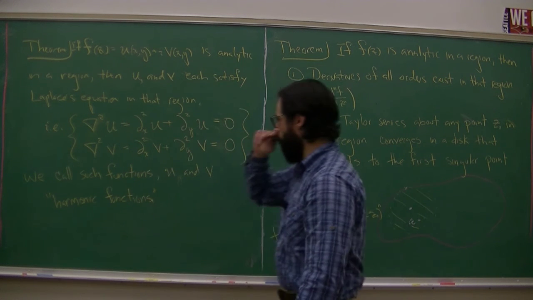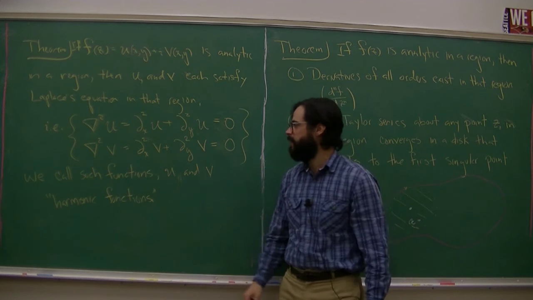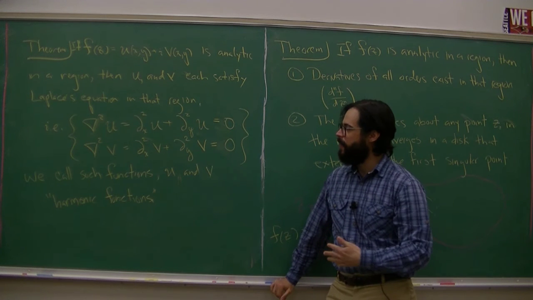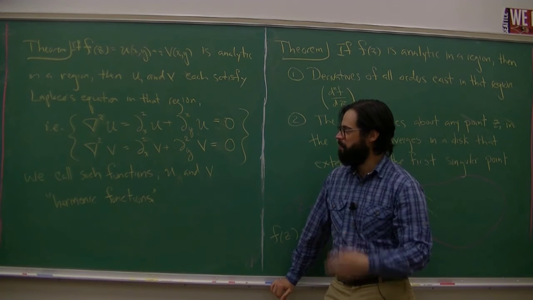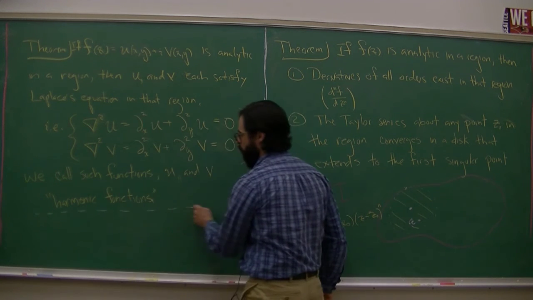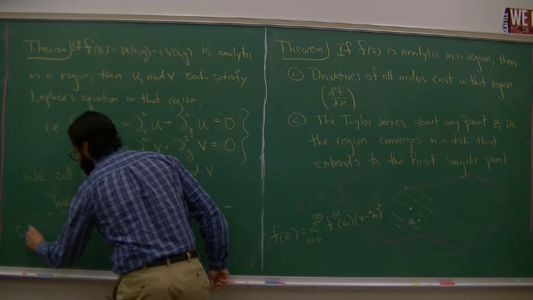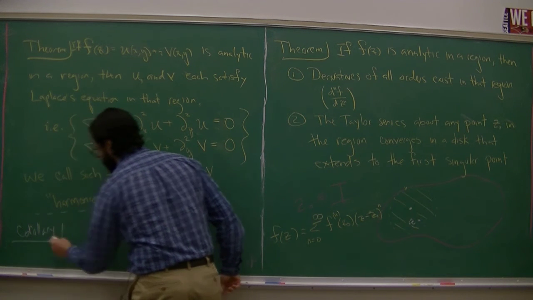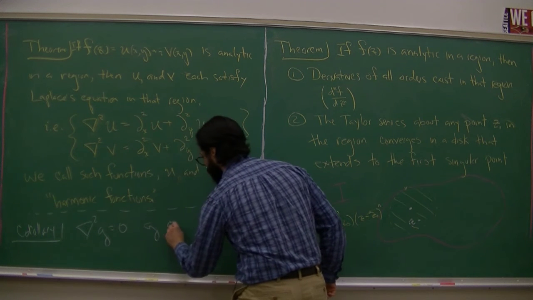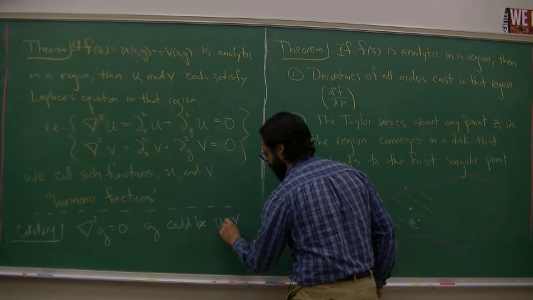And as a little corollary of this, I'll just state it. It's pretty clearly true, and I've been doing a lot of writing and not a lot of working. If I have something that satisfies the Laplacian, then it could totally be the real or imaginary part of such a function. So I'll just say corollary, and not write the whole thing out. If I just have some del squared g equals 0, g could be u or v, right?